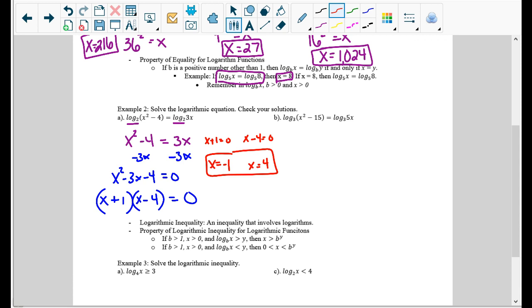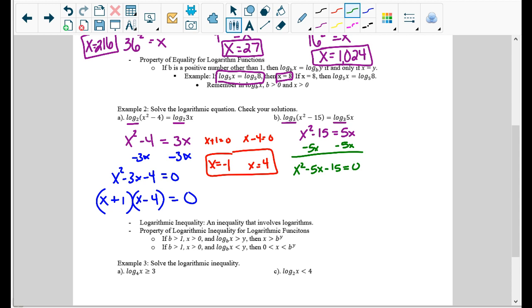And part B, same thing. I have these log base 3's, those are the same, so I can say x squared minus 15 equals 5x. Again, x squared, so let's get everything on the same side. Subtract the 5x over. So x squared minus 5x minus 15 equals 0. Now I can't really factor this one, so I've got a couple other options.